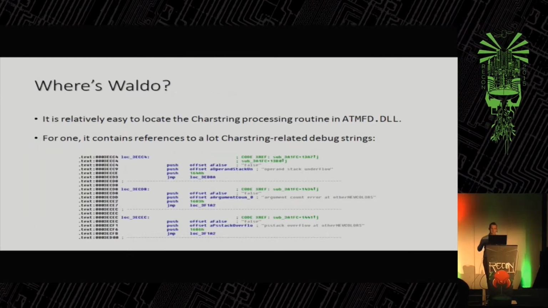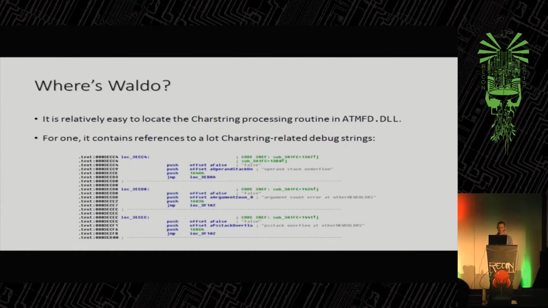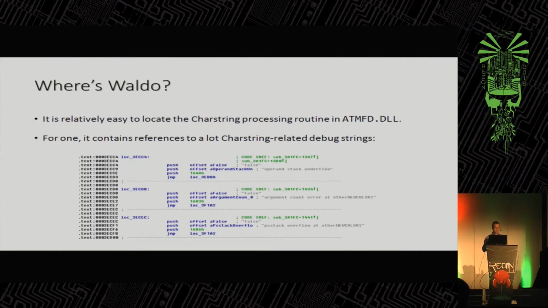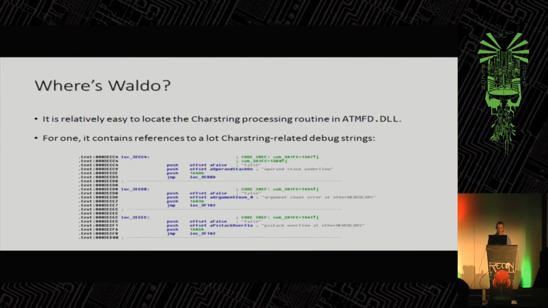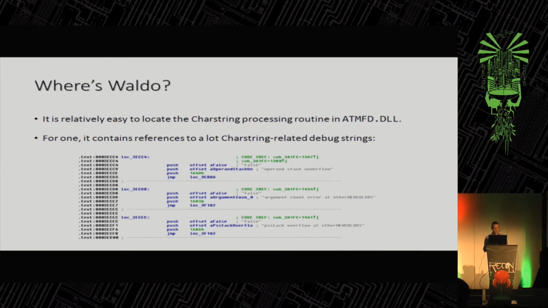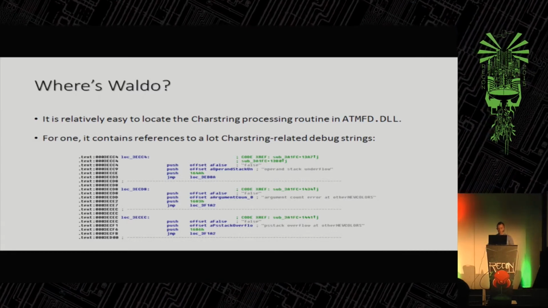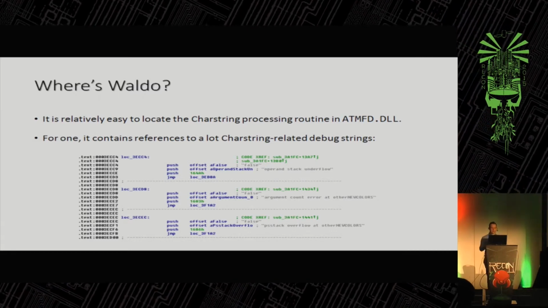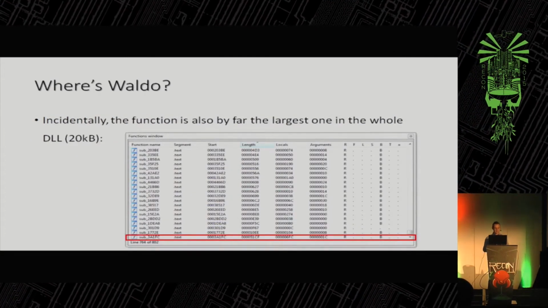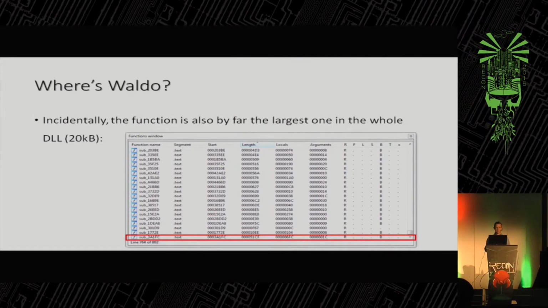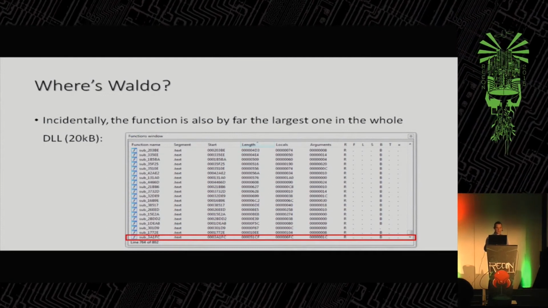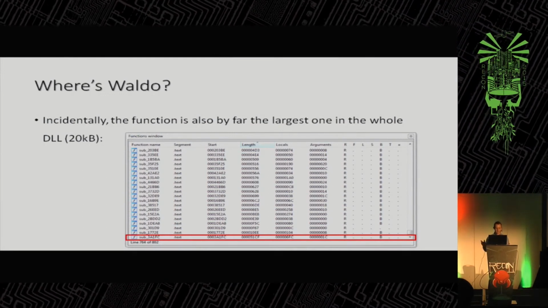So if we wanted to find the single function, the interpreter that does all of the Charstring processing, it's really not a very difficult task because, first of all, it has a lot of cross-references to debug messages which are directly related to Charstrings, as you can see here, for example, such as messages saying operand stack underflow or argument count error at and the name of an operator from Charstring. And second of all, if you look at the list of functions, the function is actually the largest one in the file. It has over 20 kilobytes, and it's like 5 times larger than the second largest function in the file. So it's really enormous.